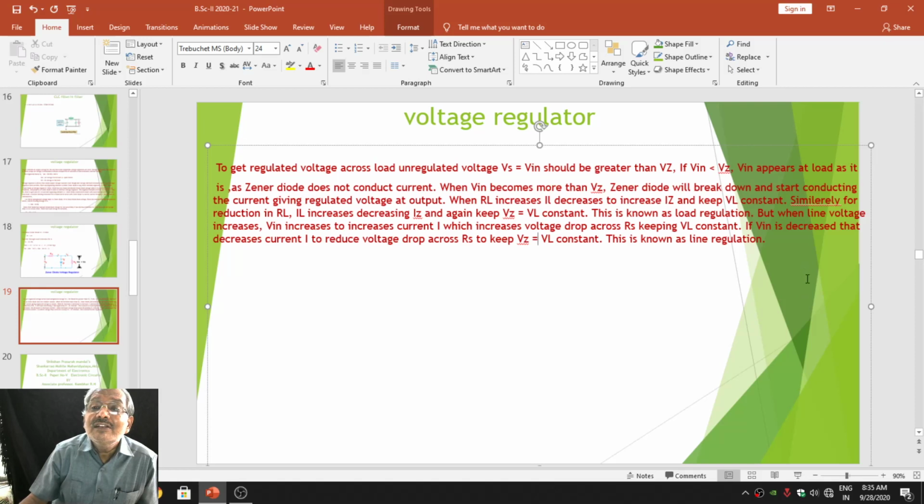What we have seen here is that even though Vin increases or decreases, by increasing and decreasing the current through RS, which increases or decreases the voltage drop across RS, again it keeps Vz equal to VL constant. Here, even though line voltage is changed, output voltage remains constant, and this process of keeping the output voltage constant irrespective of the variation of the line voltage is known as the line regulation.